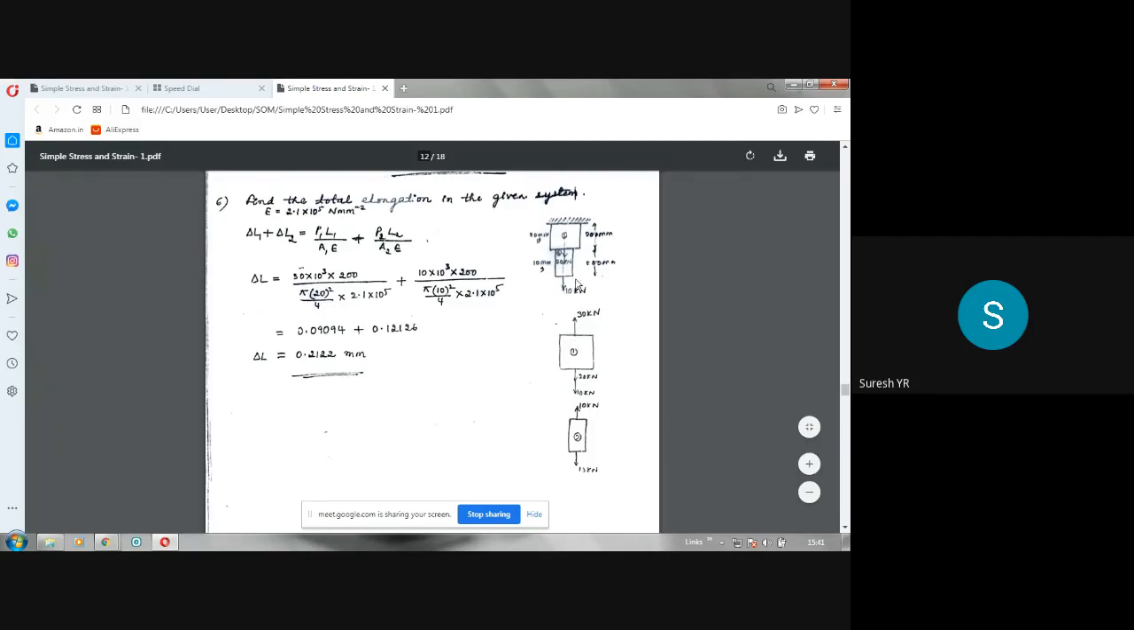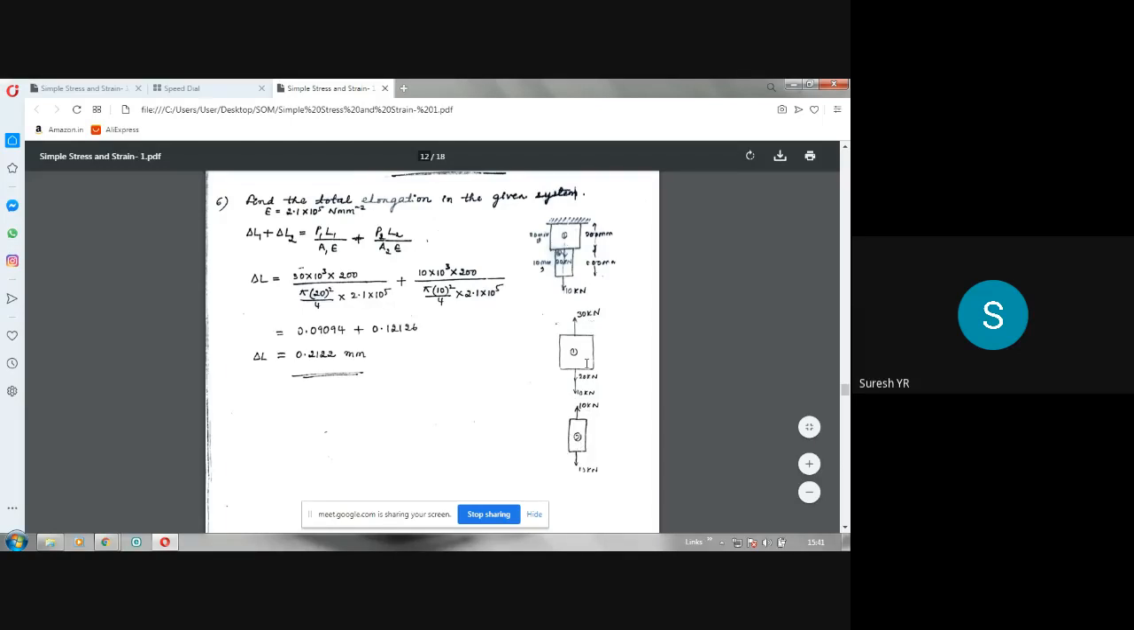Now consider this second portion. In the second portion, 10 kilonewton force is acting downwards. Only second portion you take. Now, to balance this, there should be an upward force of 10 kilonewton. This is downward. To keep this in equilibrium, there should act an upward force of 10 kilonewton like this. That is for the second portion.